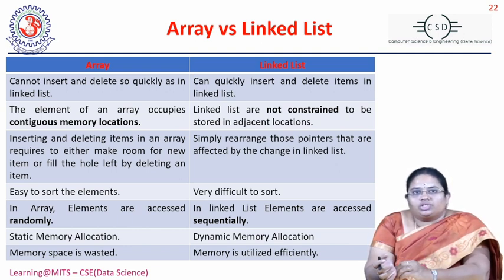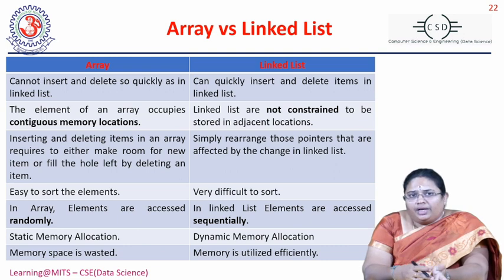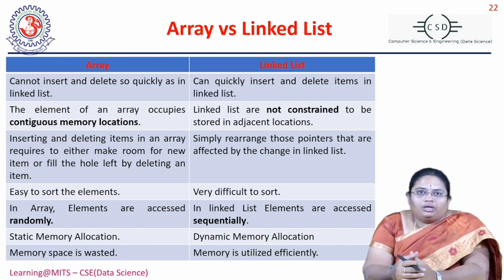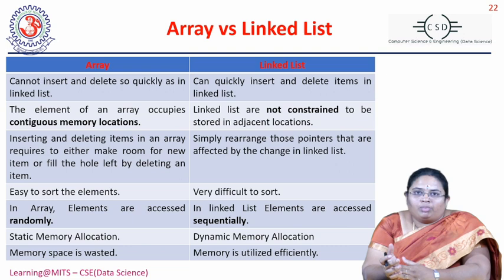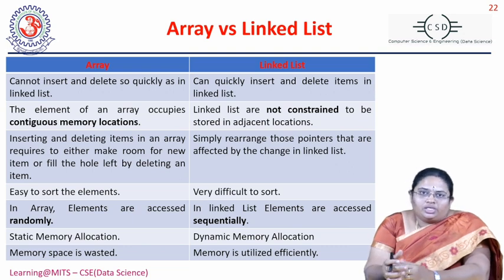An array uses static memory, and a linked list uses dynamic memory. Since static memory allocation is used in an array, it uses more memory, and much memory gets wasted there. And since the linked list utilizes dynamic memory allocation, the memory is utilized efficiently.